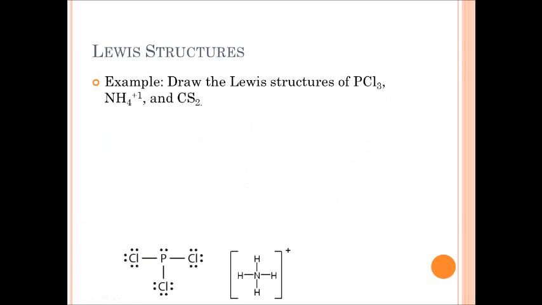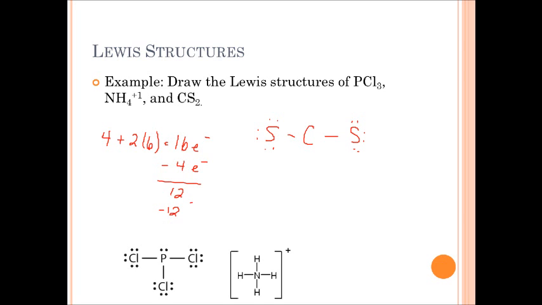Alright, last one we're going to do is CS2. Well, C has 4 bonds, and then we have 2 sulfurs with 6 each. So that's, let's see, 12 plus 4 is 16 electrons. Alright, so we're going to put C in the middle, and then we're going to put S on each side. We're going to draw a single bond, and that gives us 4 electrons that we've used. So it's going to leave us 12. Okay, so we need 6 electrons on each sulfur to make it happy, because it has 2 already with that bond. And there we go, we've used up all our electrons.